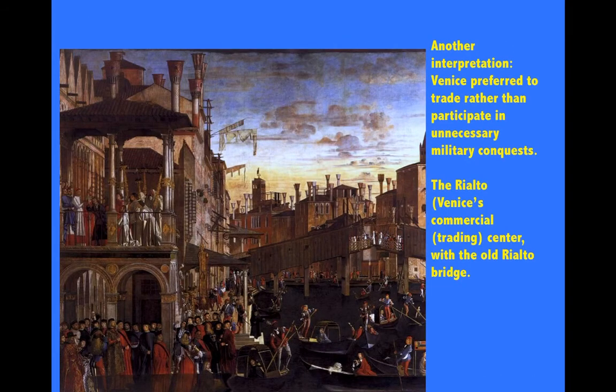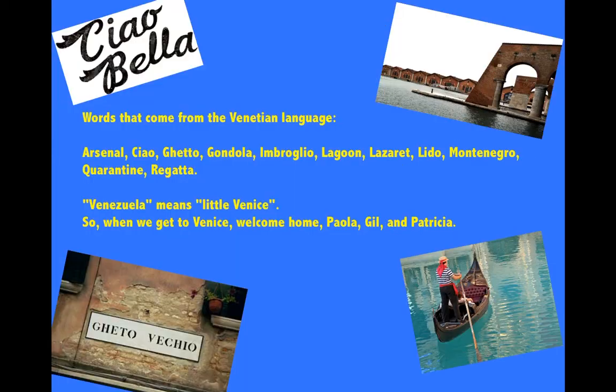Another interpretation is that Venice preferred trade rather than participating in a lot of warfare and military conquest. This is a picture of the Rialto, Venice's commercial or trading center, with the old wooden Rialto bridge in the background. Now there's a stone bridge that you'll see when we go there. In spite of the lovely name La Serenissima, there were a lot of wars and conflict in Venice.